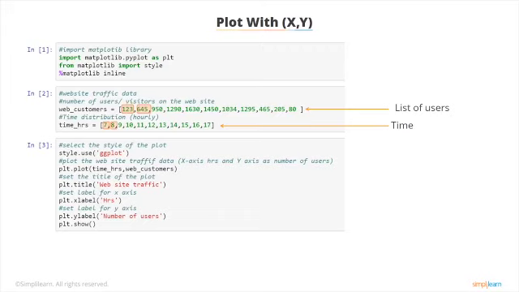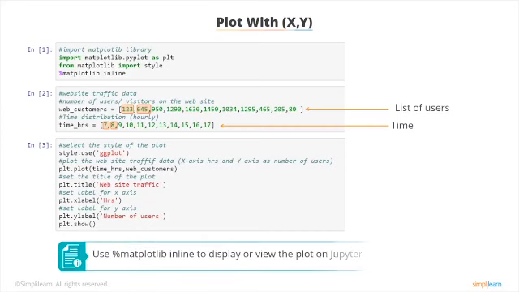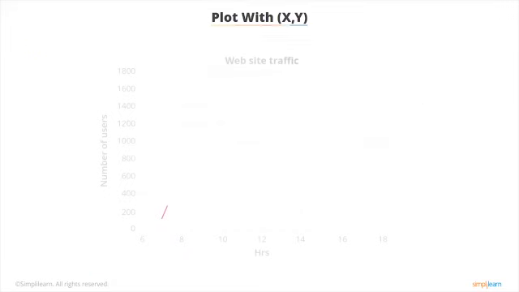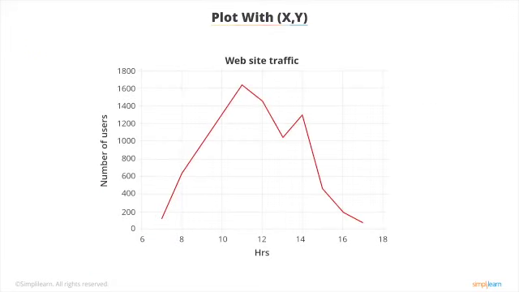The ggplot is used to set the grid style, and the plot method is used to plot the website customers against time. Don't forget matplotlib inline to display or view the plot on the Jupyter Notebook. The website traffic curve is plotted, and the graph is shown on the screen.